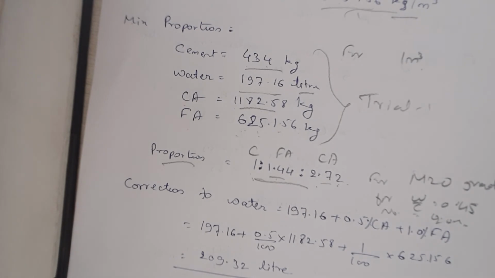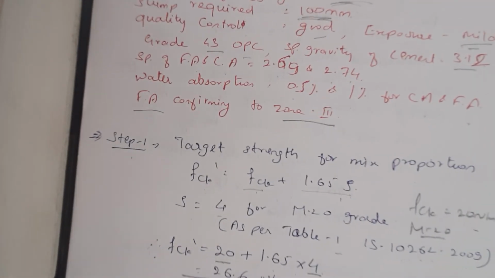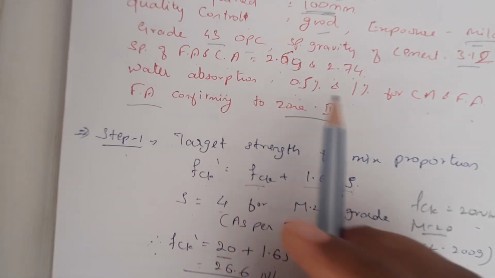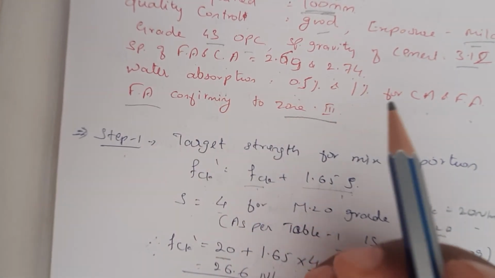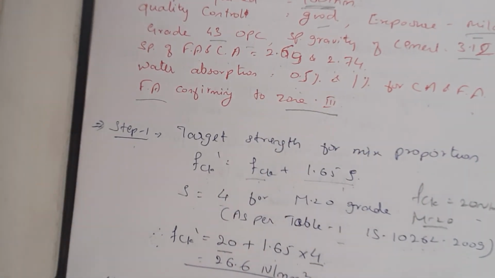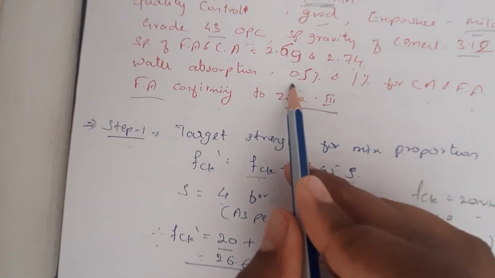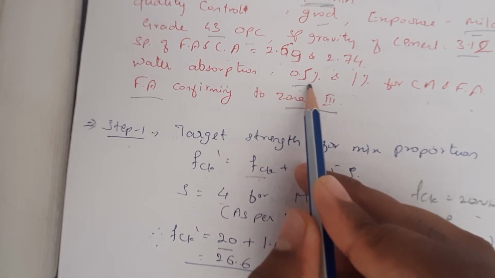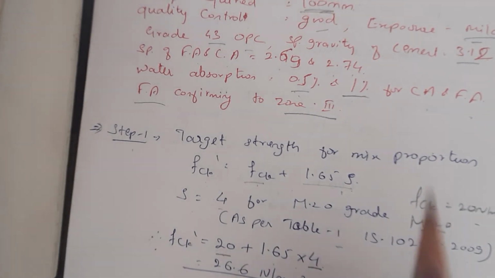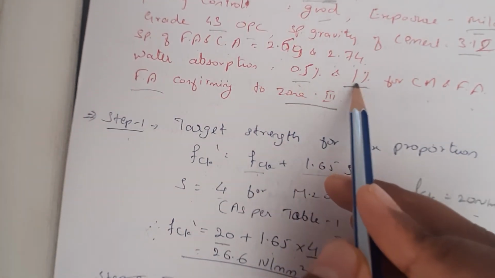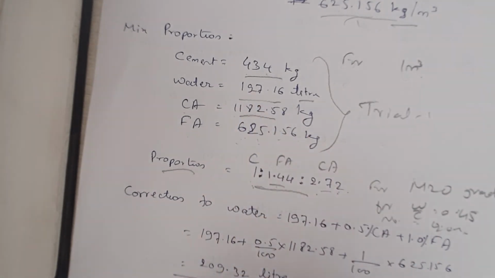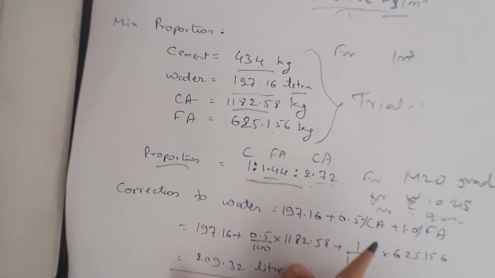But see here, in this problem, it says that we have water absorption of the fine aggregate and coarse aggregate, because the aggregates are not properly saturated. So the pores of the aggregate will absorb some of the water, that is 0.5% of the total value of the coarse aggregate and 1% of the total value of the fine aggregate. We have to increase the water by this much amount, so that we get the proper total amount of water required.